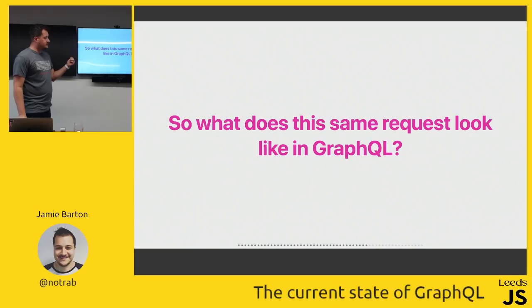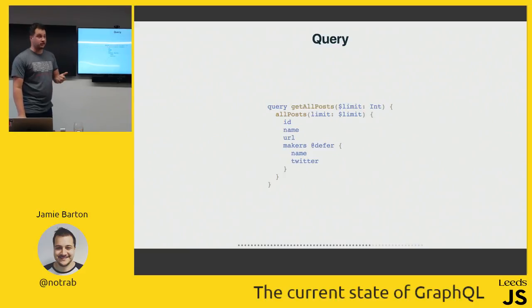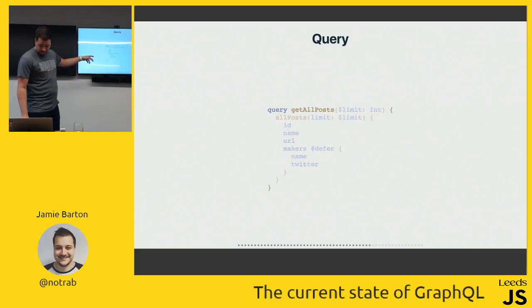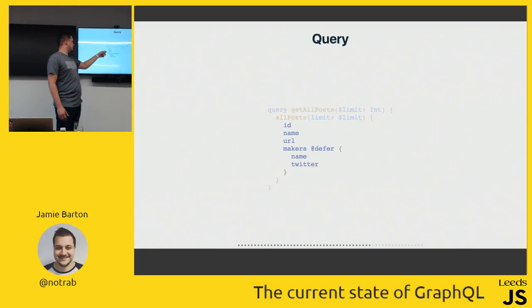So that request to get posts, what does that look like in GraphQL? This is the typical GraphQL query. We have this query part at the top. So we get all posts, and then in the arguments here we can pass a limit. And the scalar type here of Int, it's not required in this example, but you can pass in a limit there, and then it's passed on to the query, and then we can immediately see in here, hey, we want the ID, the name, and we want the makers.